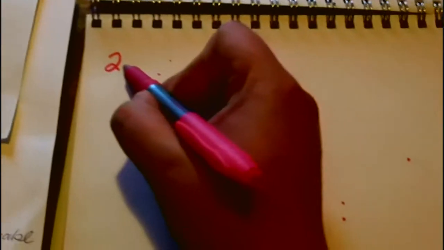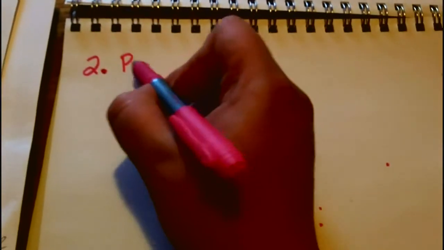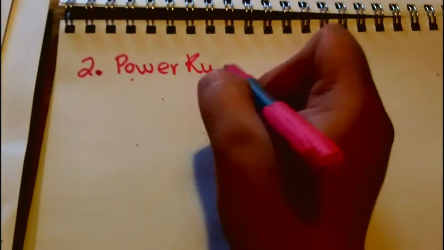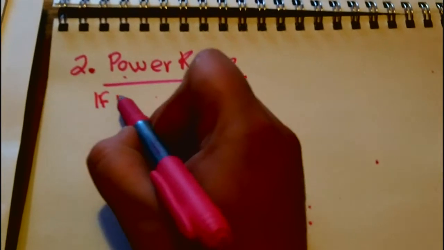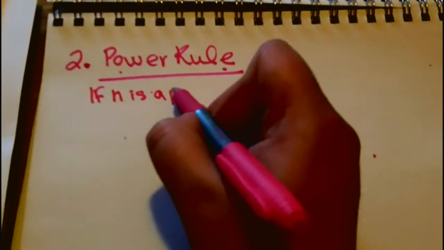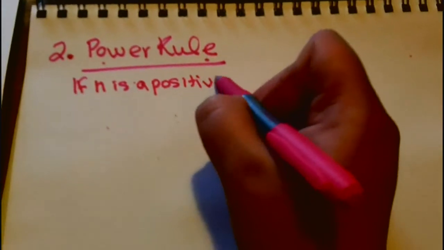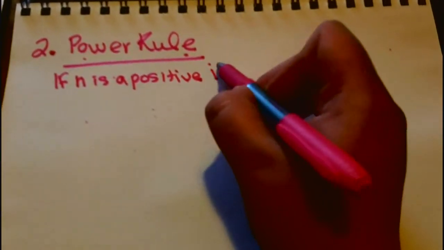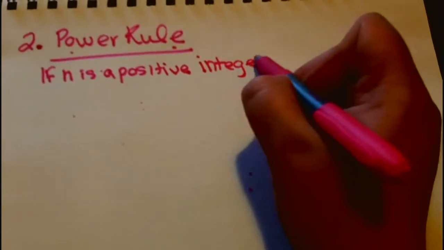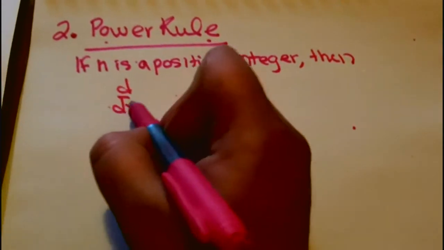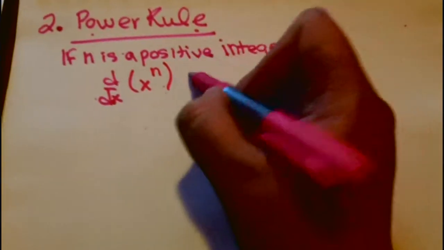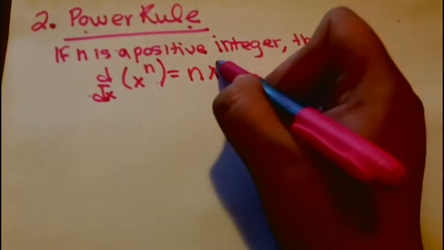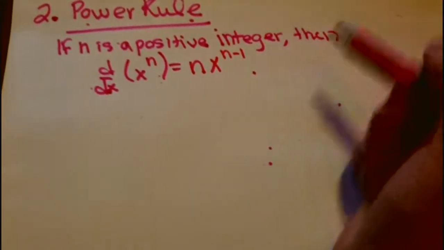The second rule that I'm going to be reviewing is called the power rule. So the power rule says that if n is a positive number or integer, then the derivative d dx of x to the n is equal to n times x to the n minus 1.